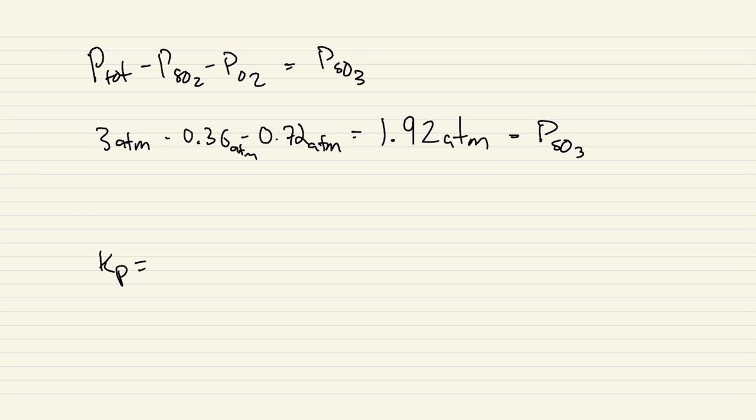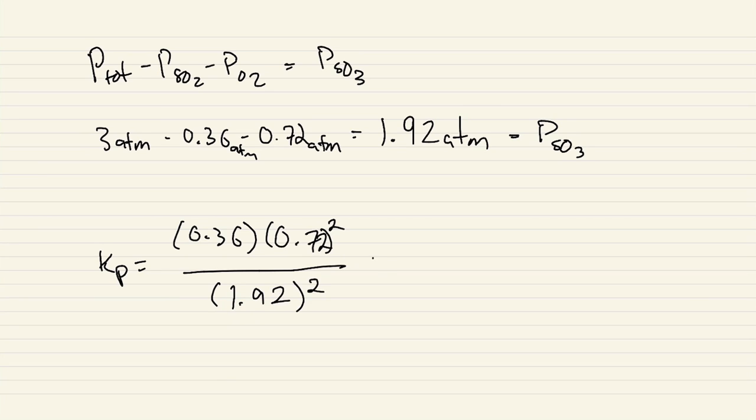And then Kp is equal to 0.36 times 0.72 squared over 1.92 squared. So I get 0.050.